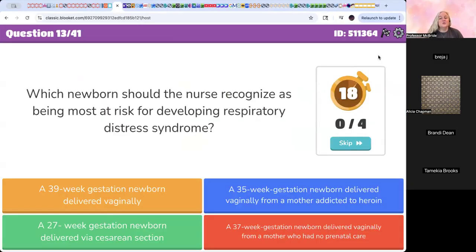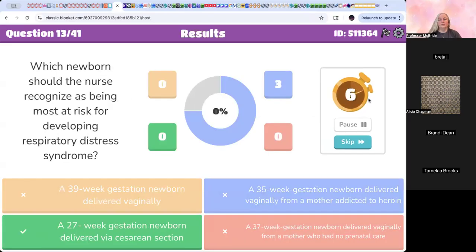Which newborn should the nurse recognize as being most at risk for developing respiratory distress syndrome? Okay, let's talk about this one.